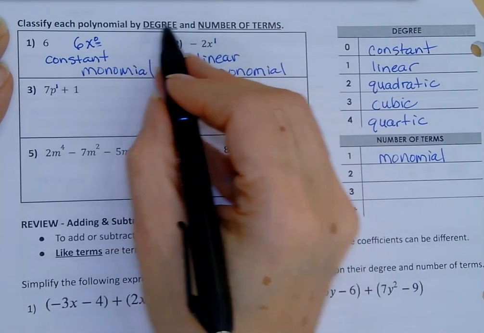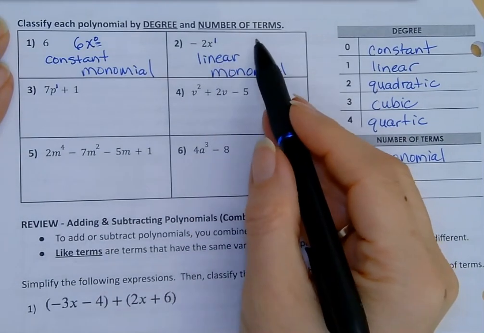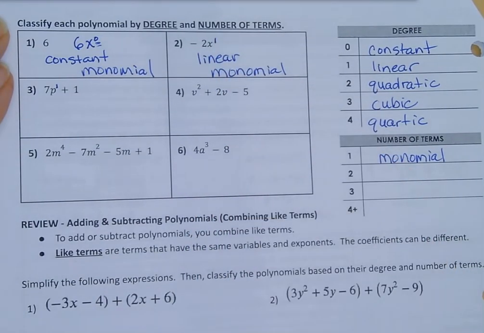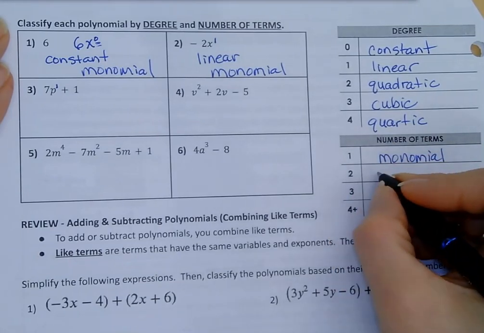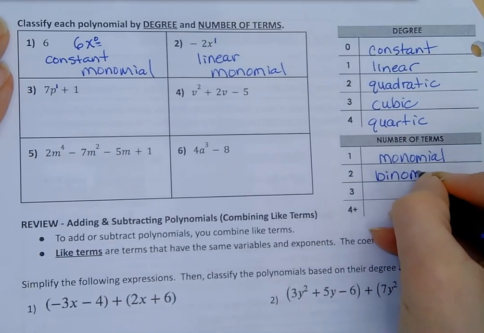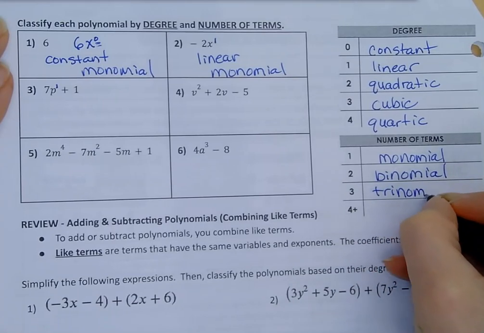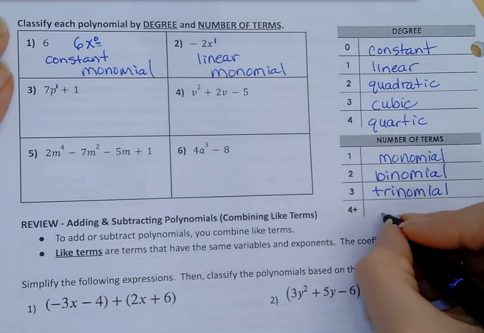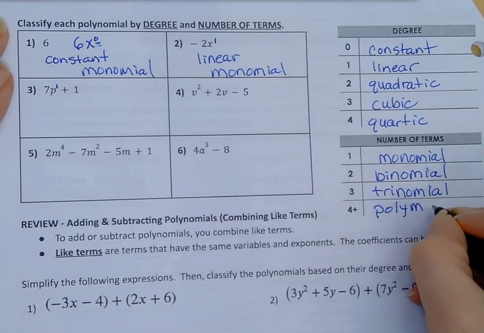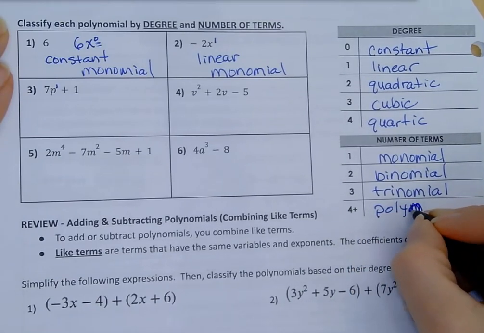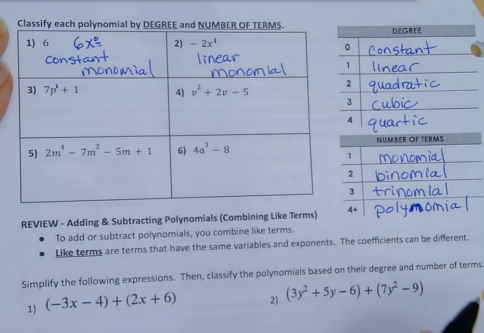So we're figuring out what is the special word that we use for the degree, and we're also figuring out what is the word that we use to describe the number of terms. Okay, so I'm going to pause for a second because we know if I have 2 terms, it's going to be a binomial. If I have 3 terms, it's a trinomial. And here's where I don't get any more fancy than that. Anything 4 or greater, we're just going to say is a polynomial.